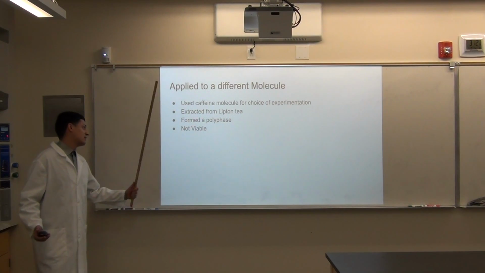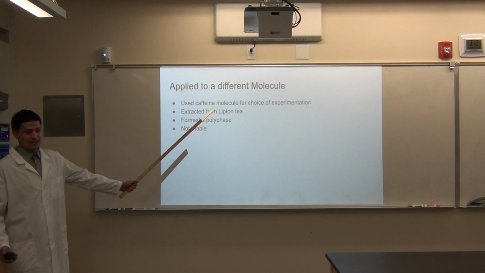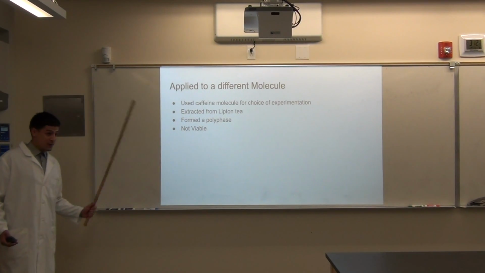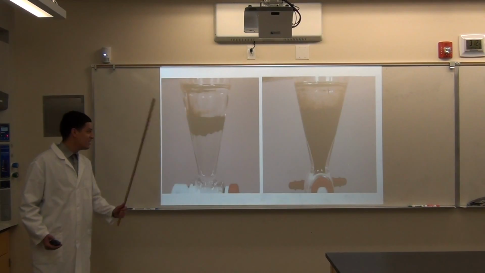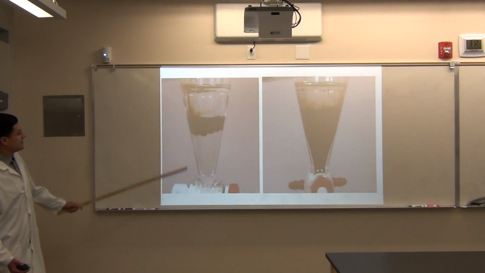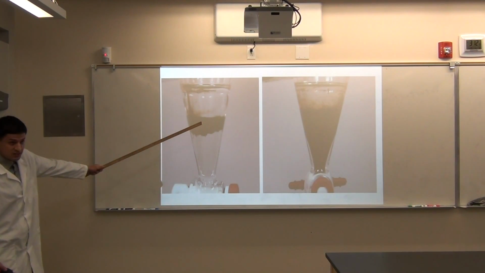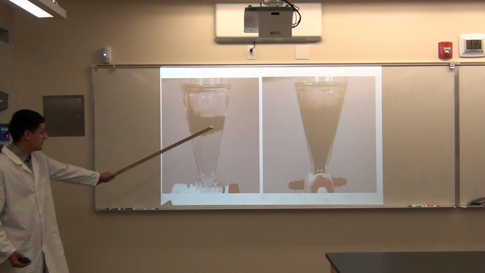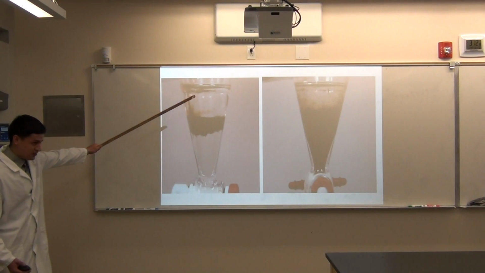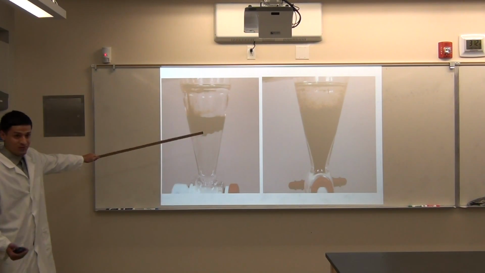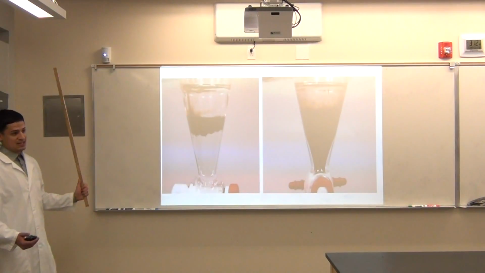What I did was I extracted, or was trying to extract, caffeine from Lipton tea. It did form a polyphase, but it wasn't as viable as I thought for research. Nothing is ever what it seems. Right here is just a picture of ammonium sulfate, the tea extract that I was trying to purify caffeine from, and a PEG layer. The polymer, the PEG, and the ammonium sulfate, the salt, is what they found worked best for purifying ADH.